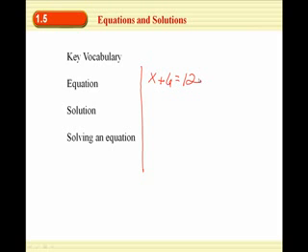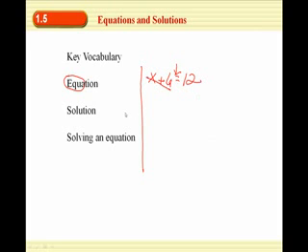Okay, an equation is a mathematical sentence. It's formed when you put equal signs between two expressions. So there's an expression, there's my equal sign. And I know how to spell equal, and equation has part of equal in it. So that helps me remember that an equation has an equal sign.